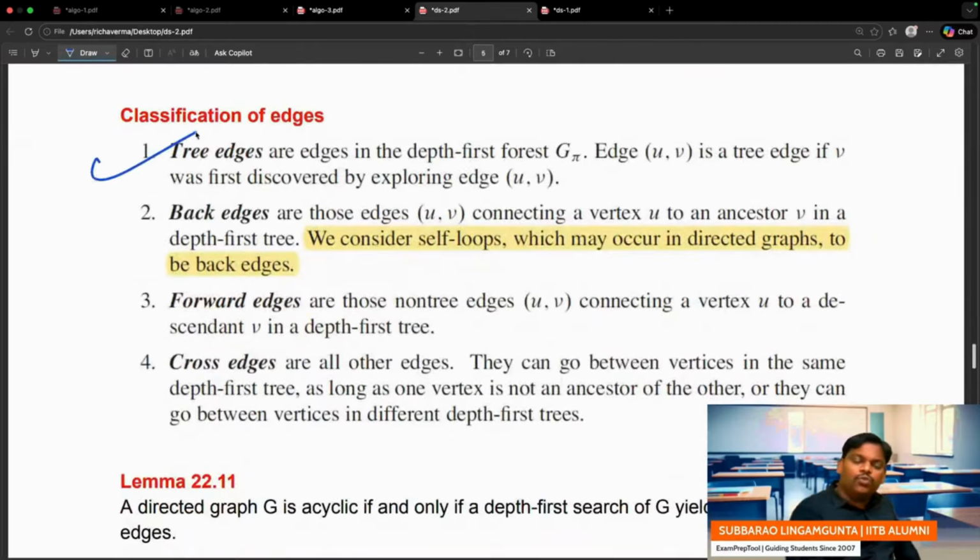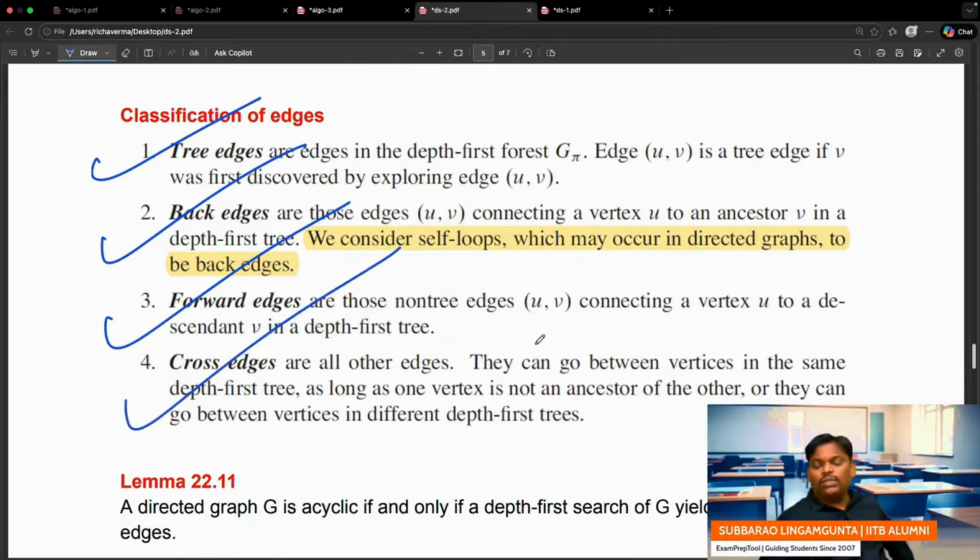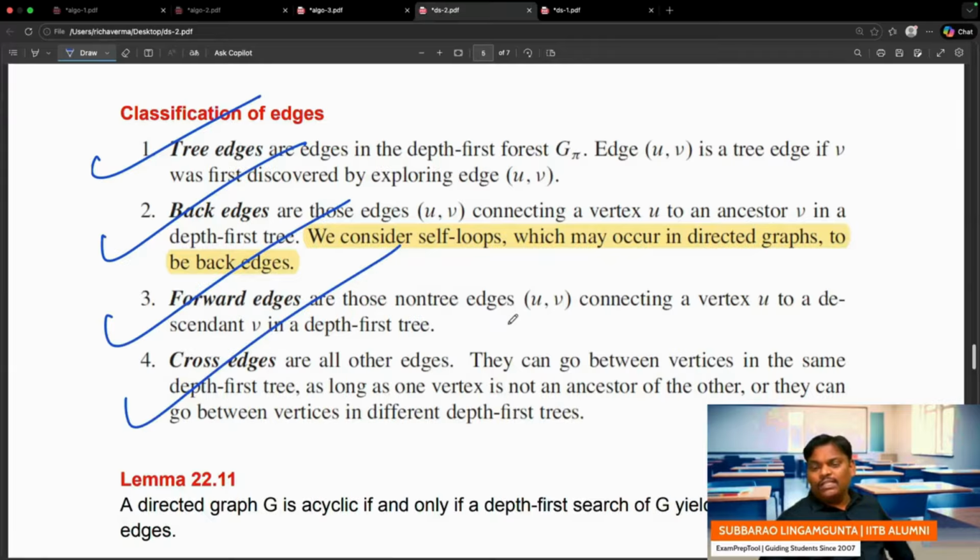Next one, classification of edges. You know it very well: tree edges, back edges, forward edges, cross edges. Can you go through the definitions one time? I have given good examples also in the class notes.